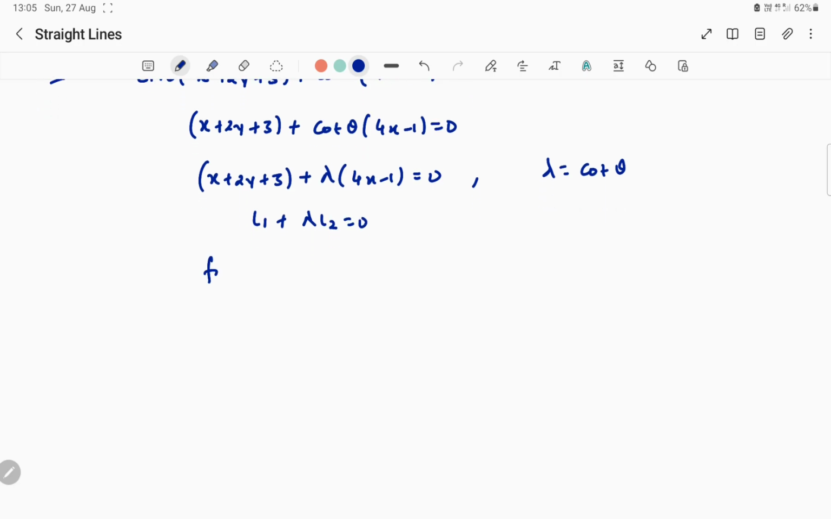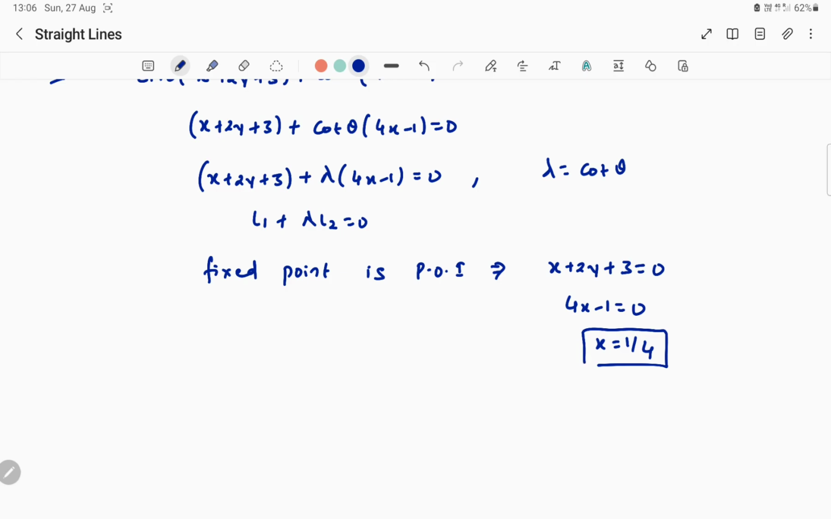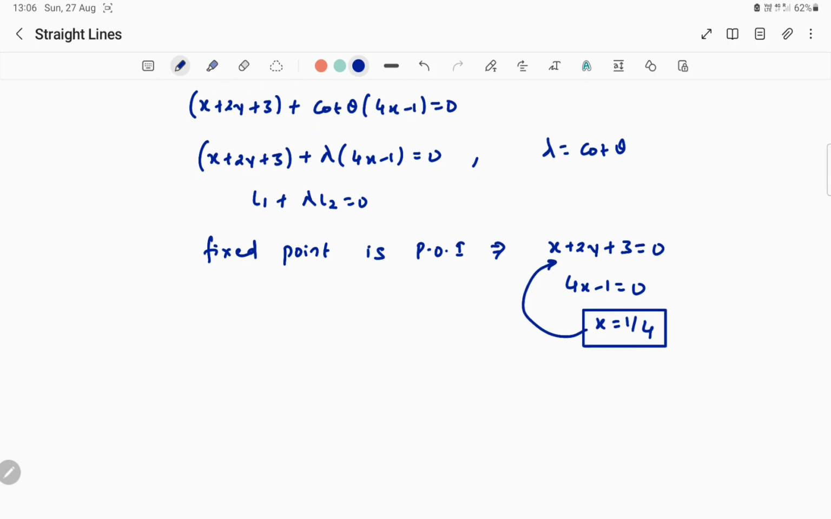So what is a fixed point? Fixed point is the point of intersection, which we get by solving L1 equal to 0 and L2 equal to 0. So what are we getting? x plus 2y plus 3 equal to 0 and 4x minus 1 equal to 0. So directly we get x equal to 1 by 4. Substitute this 1 by 4 and get the y value, isn't it?